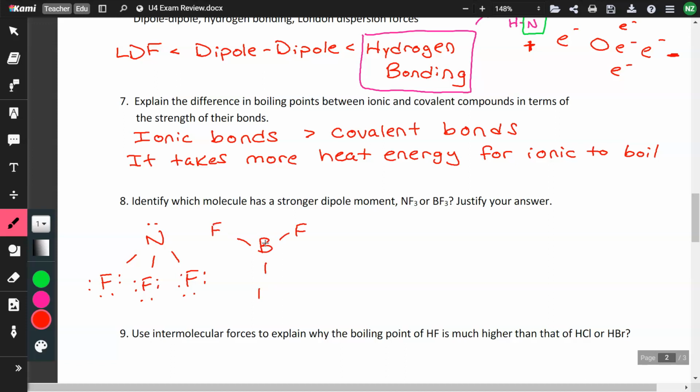Forgot to mention this earlier, but don't forget, boron is okay with 6. Boron only wants to have 6 valence electrons. So if you notice, counting around, we only have 2, 4, 6 from the bonds. All right, so boron trifluoride is nonpolar. It's the same thing all the way around. Nitrogen trifluoride has a lone pair, so it's going to be polar.